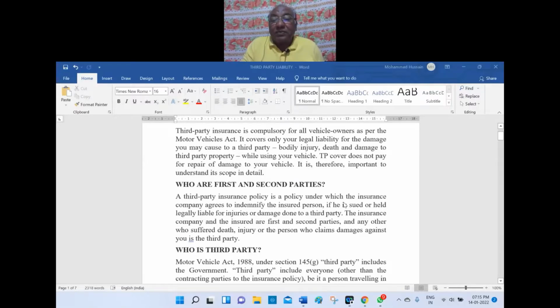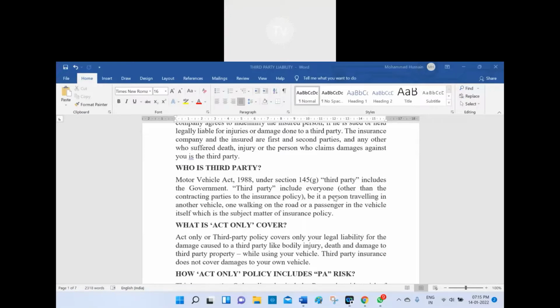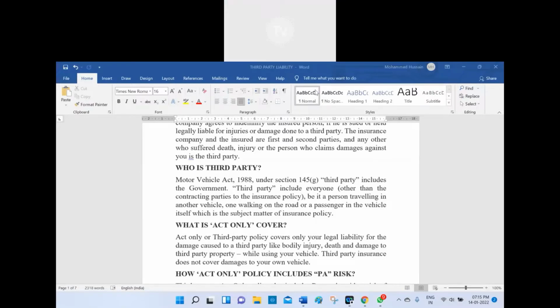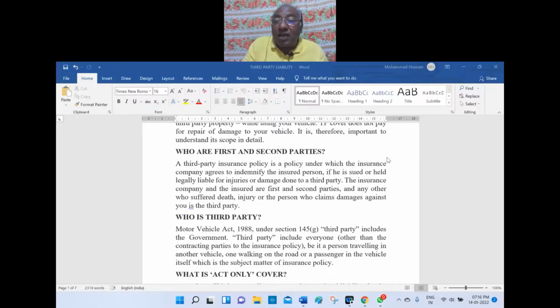Who are the first and second parties? Can you tell me? Anyone? The first party is the insured. The second party is the insurer.